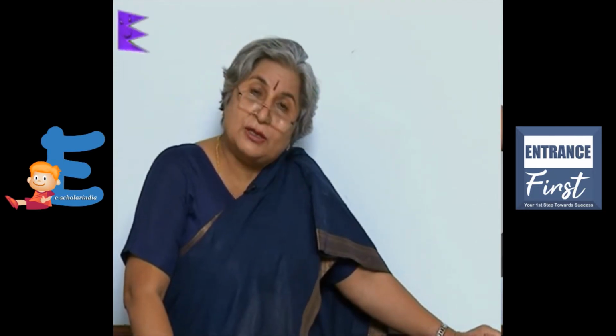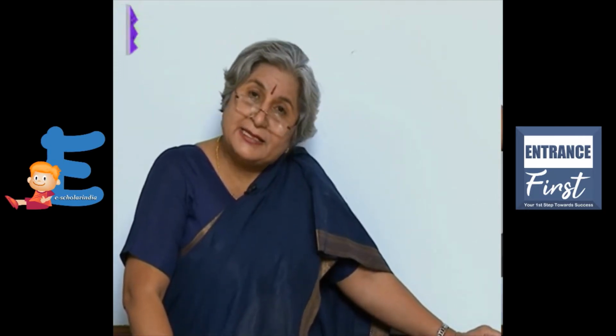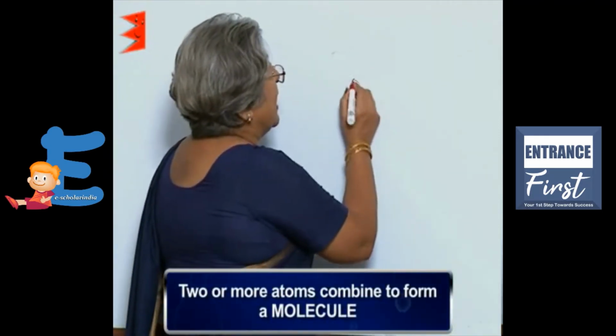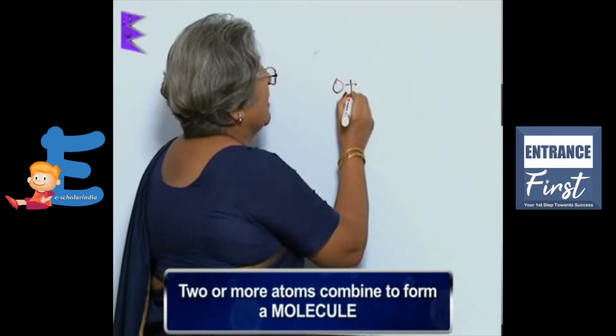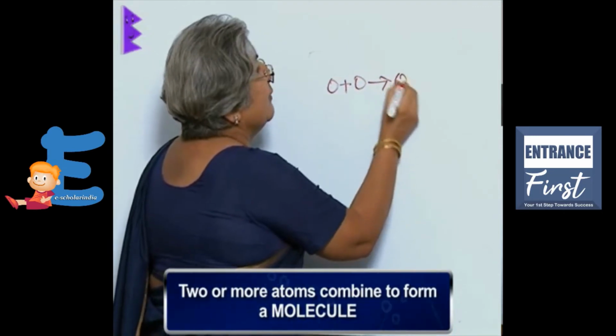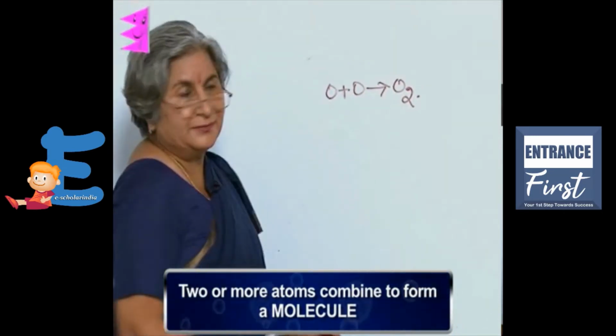Now how do atoms exist? So small, so tiny, can they exist on their own? Some of them can, but not all. Many of the atoms combine together to form a molecule or an ion. So now we have to also understand what is a molecule and what is an ion. When two or more atoms combine with each other, what they form is a molecule.